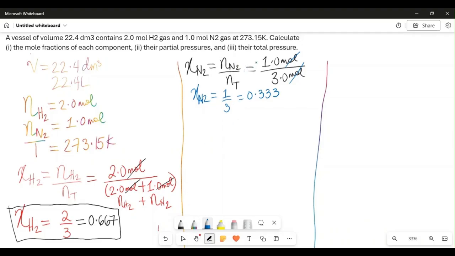For any of you who do not know, mole fractions always add up to 1 for every single mixture you're given.